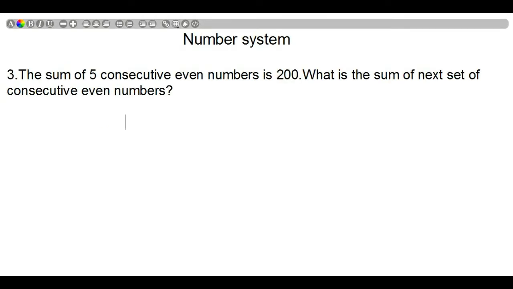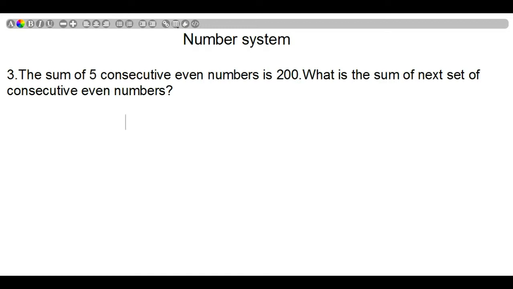The question here is, the sum of 5 consecutive even numbers is 200. So what is the sum of the next set of consecutive even numbers? The important point to be observed here is, if we take any 5 consecutive even numbers and then compare with the next 5 consecutive even numbers, we find that the difference between each pair will be equal to 10.